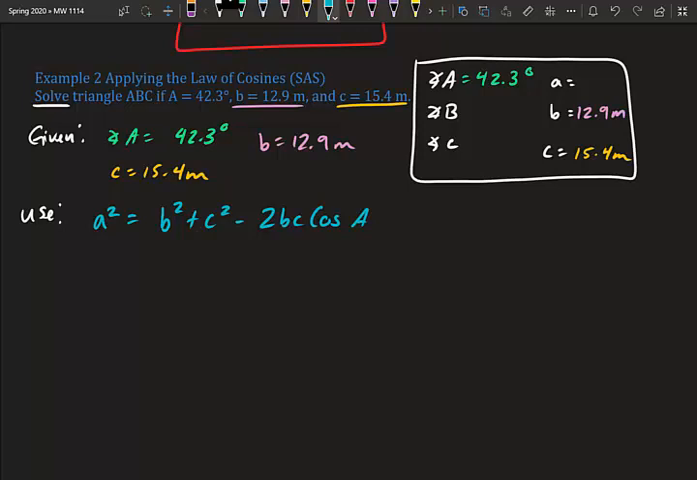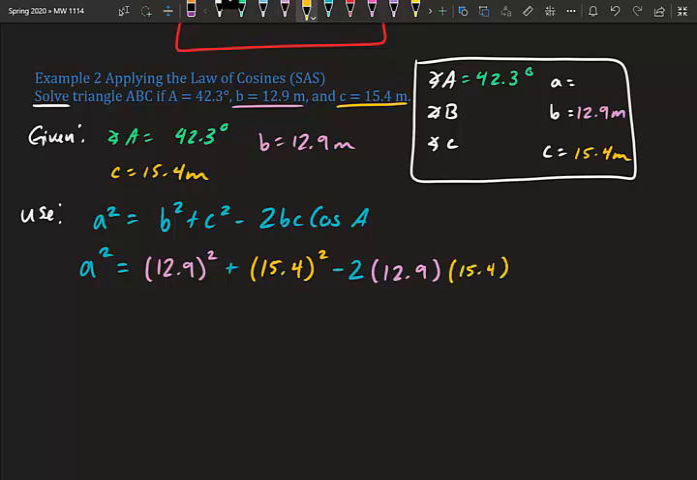Let's plug everything that we have in. So we're trying to find A. We have A squared equals B squared, so 12.9 squared, plus C squared, so 15.4 squared, minus 2 times B, which is 12.9, times C, which is 15.4, times cosine A, so cosine 42.3.